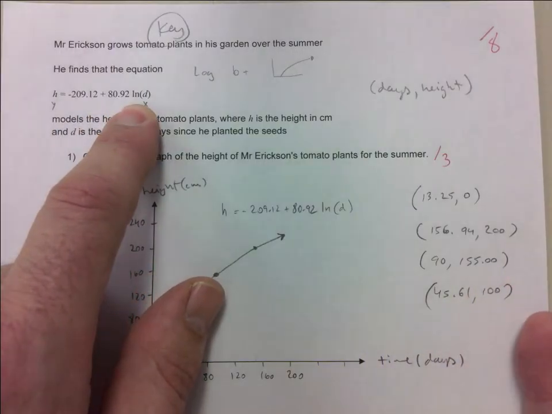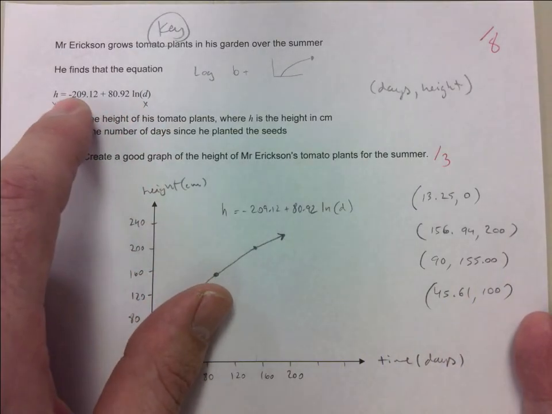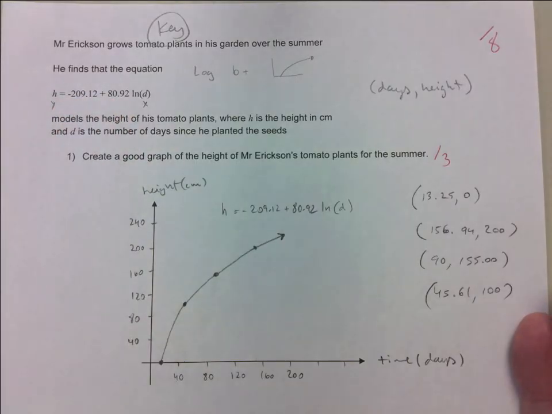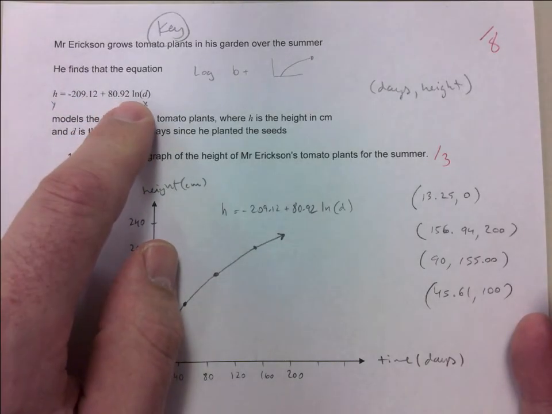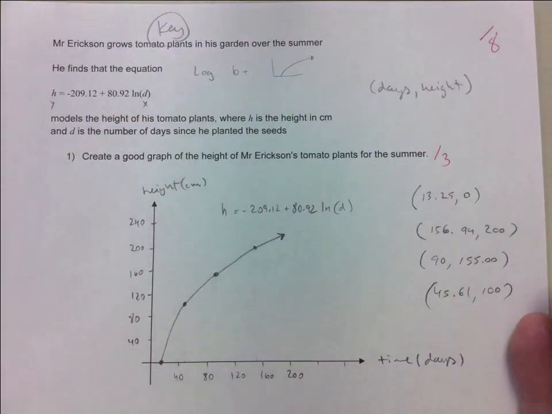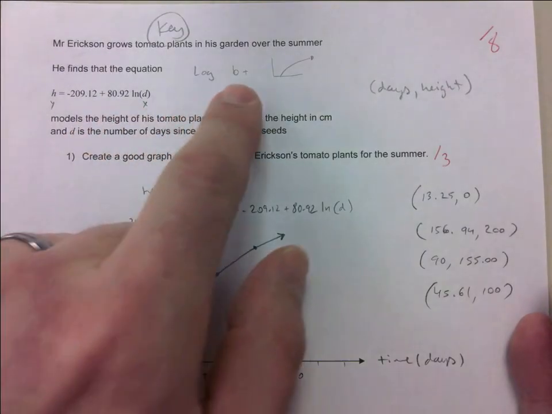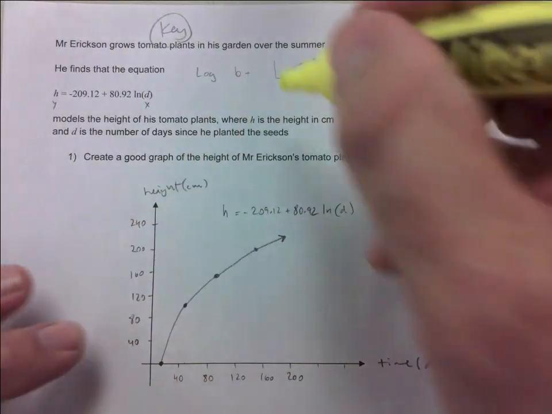Logarithmic functions, guys, dead giveaway. You're looking for b, all right? B is always attached to log or natural log. It's positive.